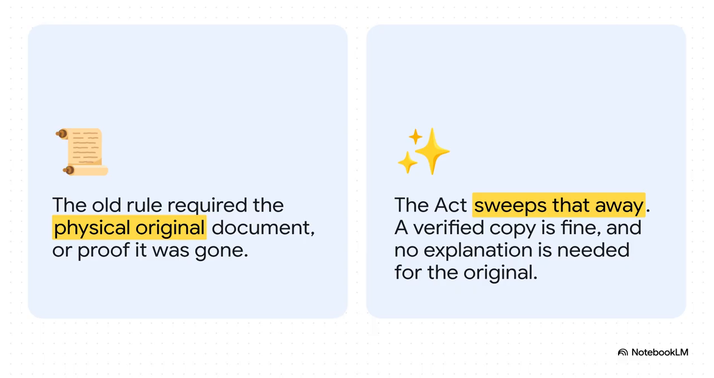Under the old common law, you have this original document rule, and frankly, it was a headache. You had to produce the actual, physical, original document. If you couldn't find it, well, you were in for a real fight trying to prove it was lost or destroyed. The Act just sweeps all that away. Now, a verified copy is totally fine. You don't have to explain where the original is. It's a massive, massive shortcut.